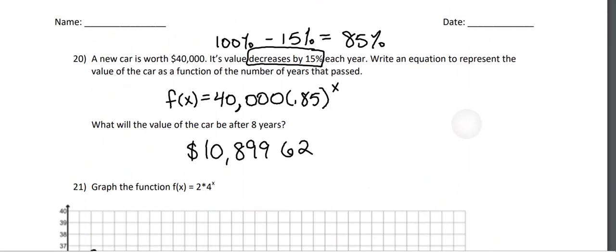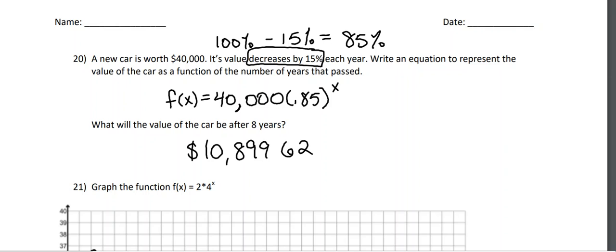Question 20. Here we start off with a $40,000 value, and the value is decreasing by 15%. So you have the 100% value of your car, and we're taking away 15% of the value, so we're left with 85% of the value. And that is your factor, times 0.85. Take 85% of the initial value. So f of x equals 40,000 times 0.85 to the x power.